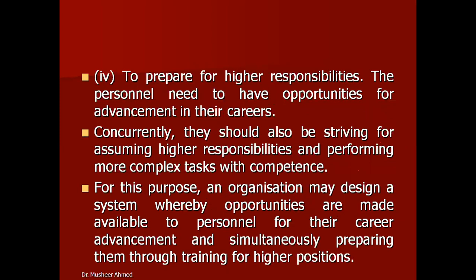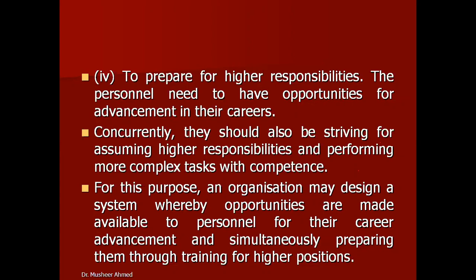Now, fourth objective, to prepare for higher responsibility, right? The worker needs to have opportunity to advance in his career. Everybody wants to advance in his or her career, right? Therefore, it is necessary that employees should be given high responsibilities, and they should be given more complex and higher level tasks. If they are performing up to the mark, they should be given those kinds of challenging tasks that they need to have.